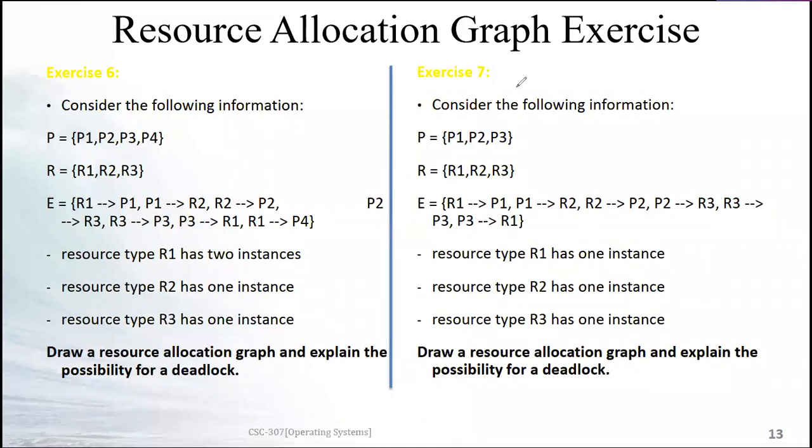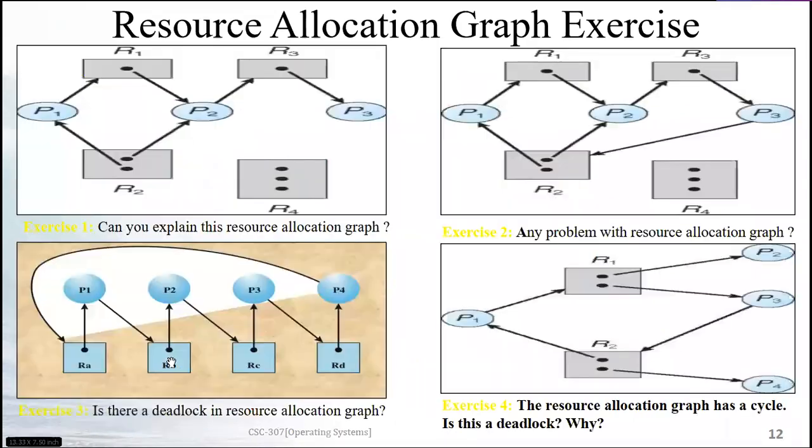And from the question, you have to draw a resource allocation graph. For that you'll get a small part of the marks, and then you can explain the possibility of a deadlock. So after drawing the resource allocation graph, you have to explain whether there is a deadlock here or not. Here are some examples. Practice them at home. And in the next class, I will go for the other topics.